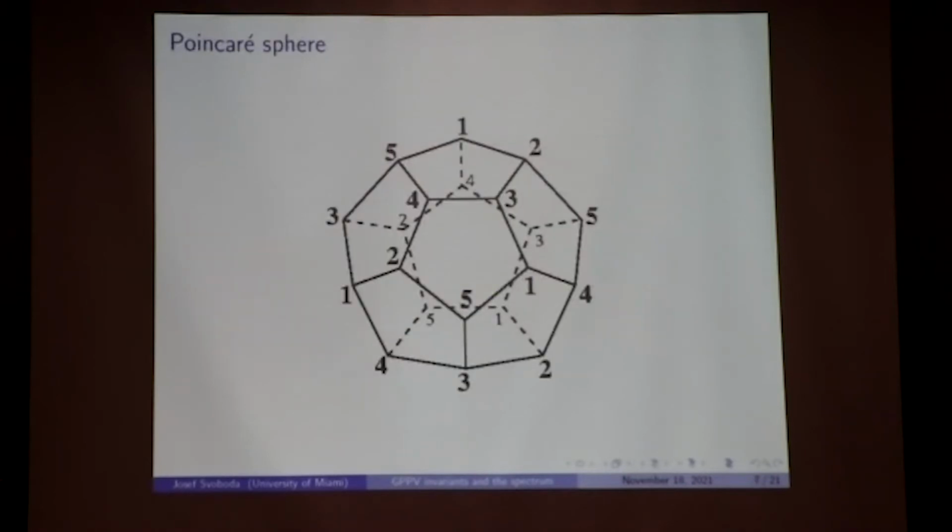So I will give you an example. The example will be the Poincaré sphere. You probably know it, but one geometric way to construct it is to take a solid dodecahedron and glue the opposite sides by a rotation by 1/5 of the full turn.